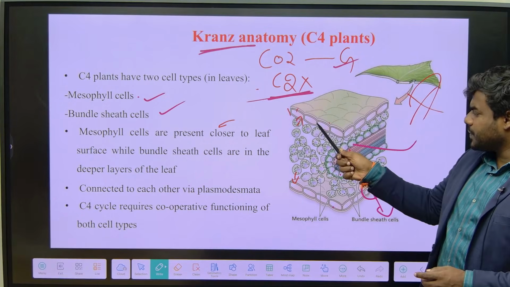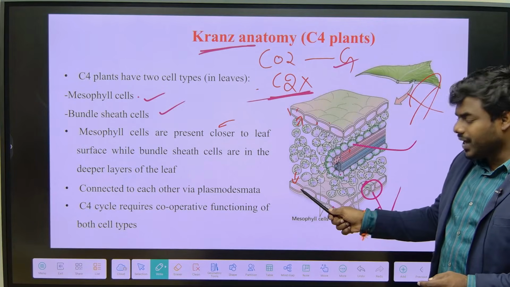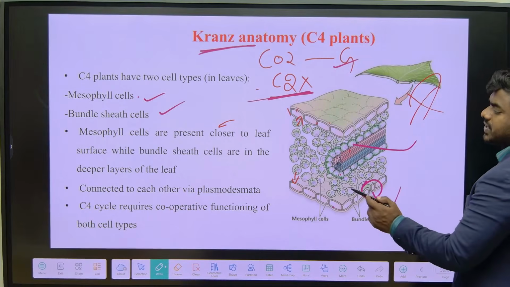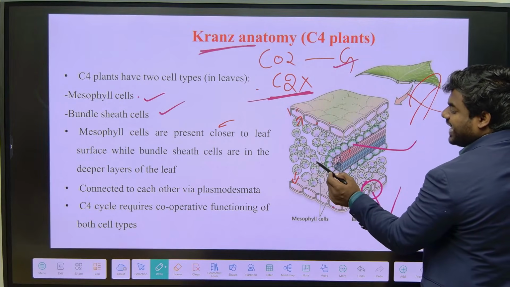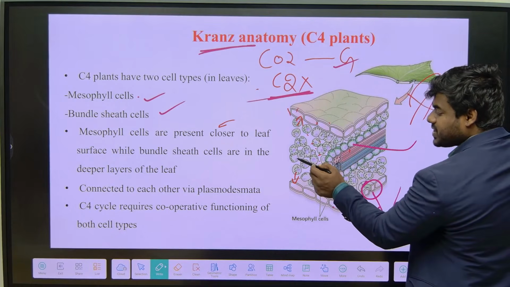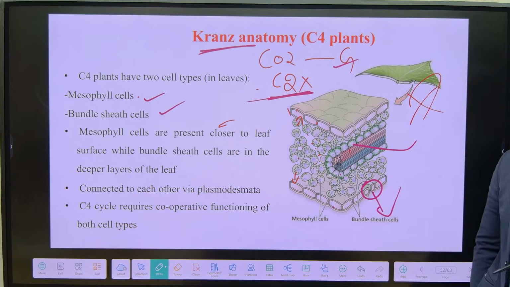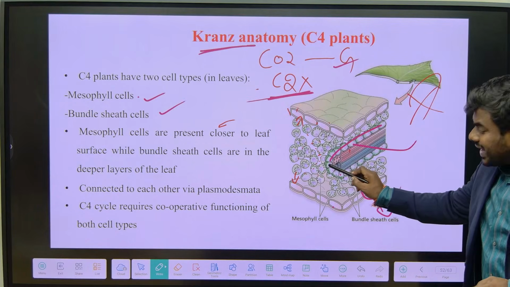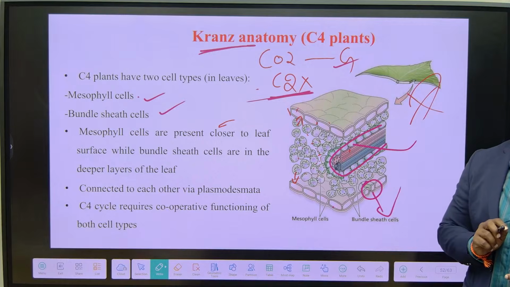Correct? It is present near the upper epidermis and lower epidermis. So, they are present close to the surfaces. And what's the interesting point? There are great intercellular spaces between one mesophyll cell and another mesophyll cell. But if you observe the bundle sheath, you can see here, these are all bundle sheath. They are located very deep in the leaf.